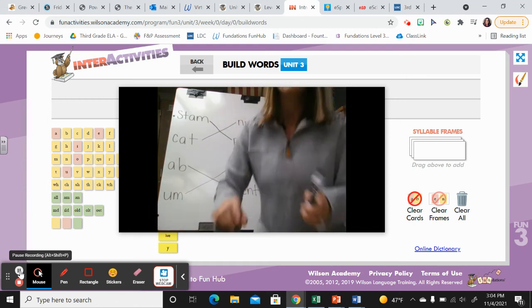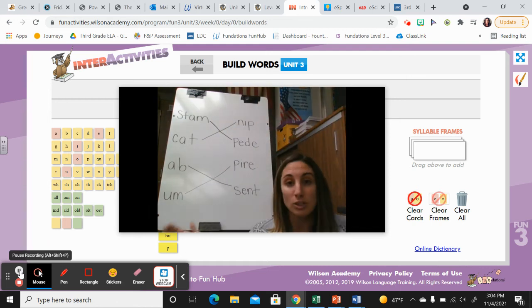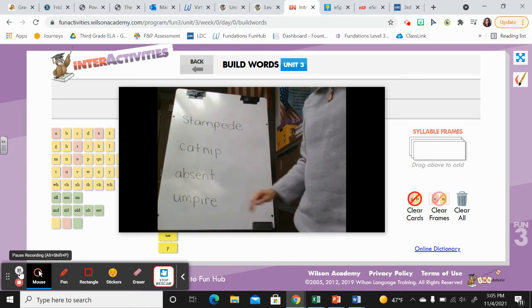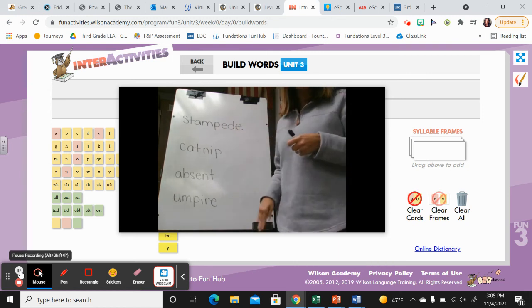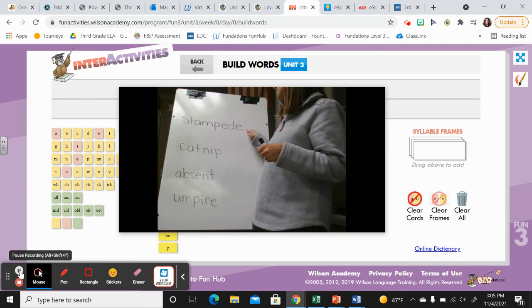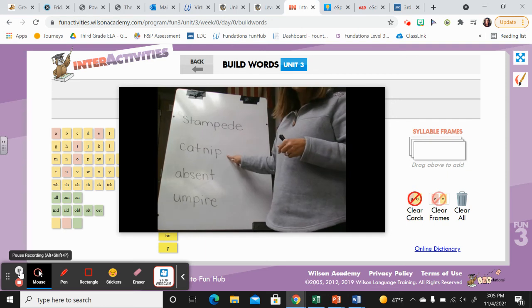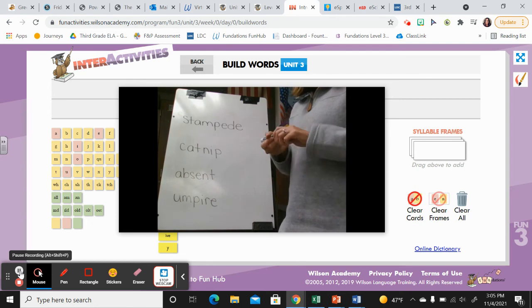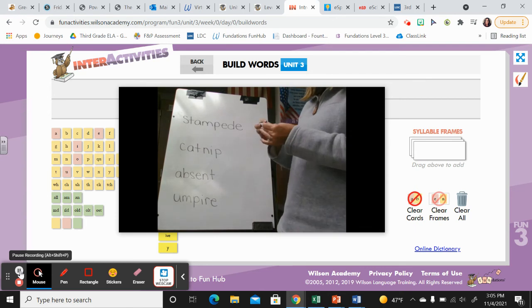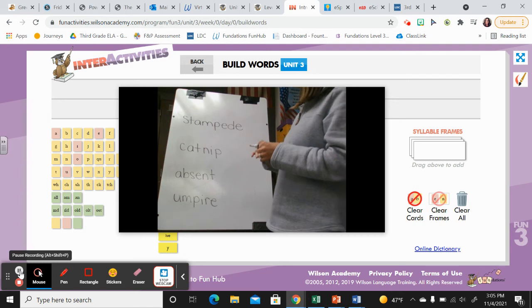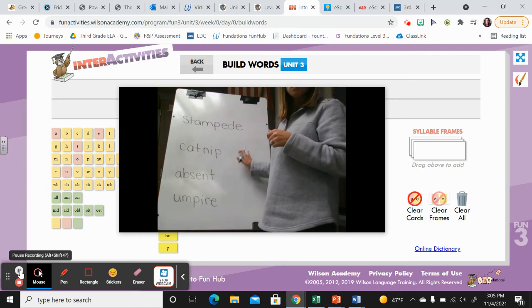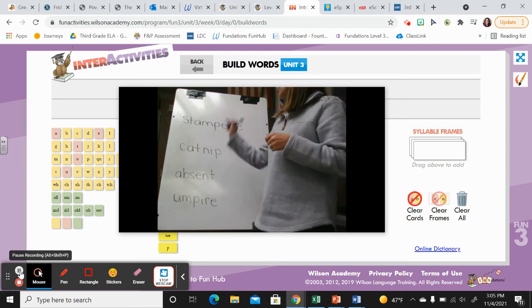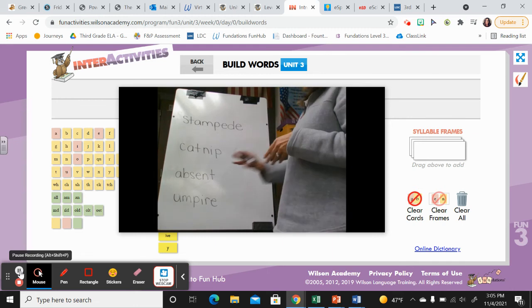Nice work. Next, we're going to take these words that we just matched and mark them as a last bit of practice. Okay, here I have all 4 of those words that we just matched. Repeat after me. Stampede, catnip, absent, umpire. All right, let's practice really quickly how to mark these words. Remember, these are all multisyllabic words. So we're going to scoop the syllables first.